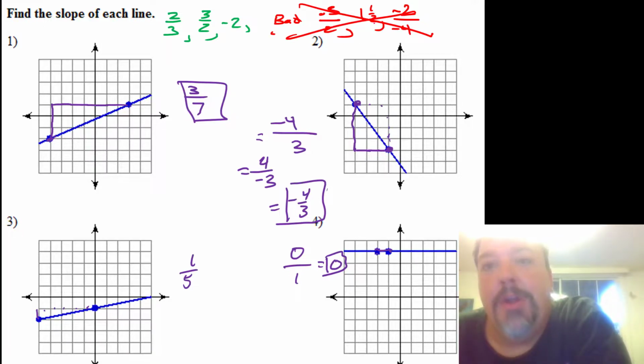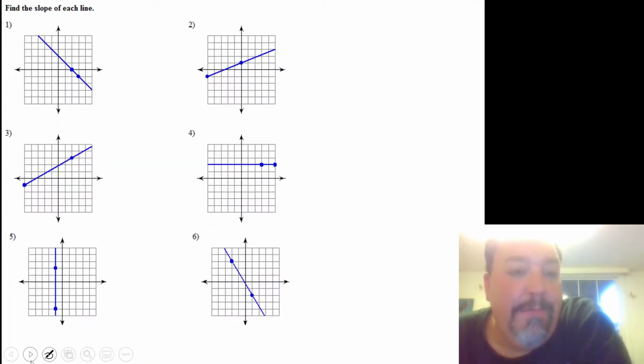No decimals, no mixed numbers. It should only have one negative sign. It should be completely reduced. You can leave it as an improper fraction, or you can leave it as an integer if it comes out to an integer. And that's how you should be writing your slope.